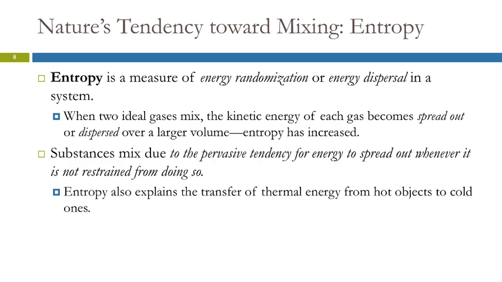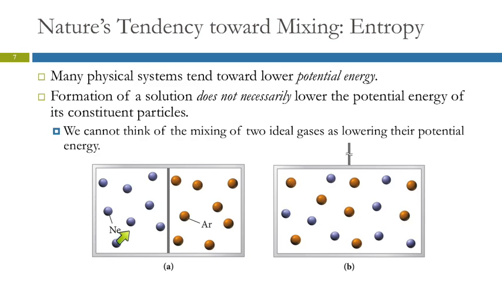We think here about neon. Each neon atom has kinetic energy, right? And when the divider is here and these two gases are separated, the kinetic energy of the neon is contained to half of this big box. We remove the divider, and now it spreads out over the entire thing. That's an increase in entropy, an increase in the dispersal of energy.